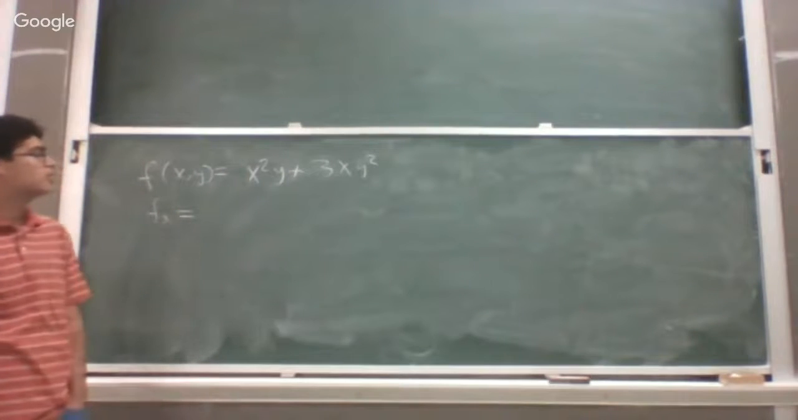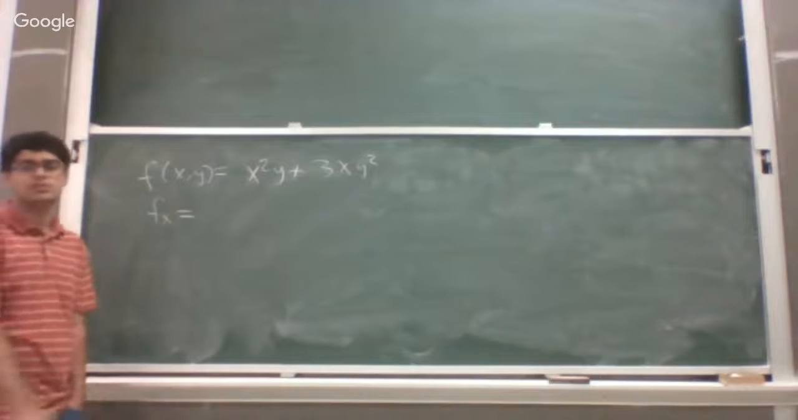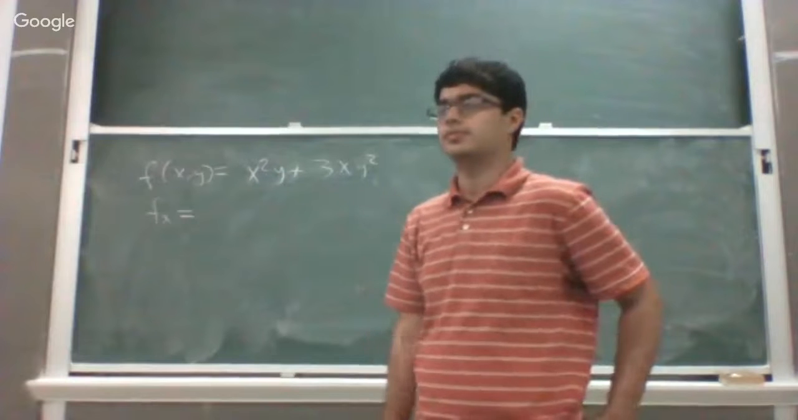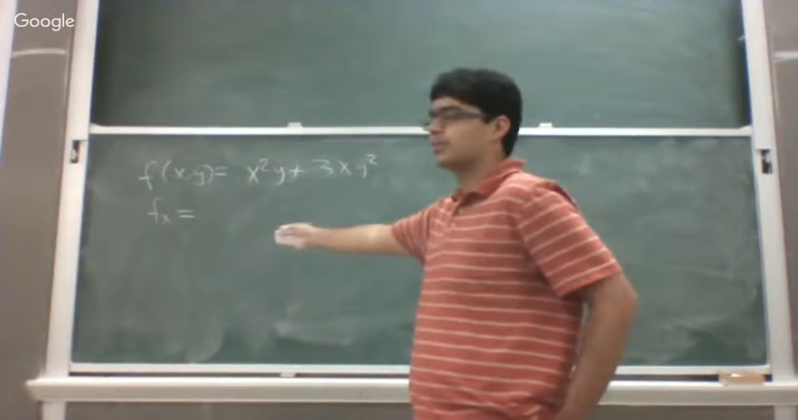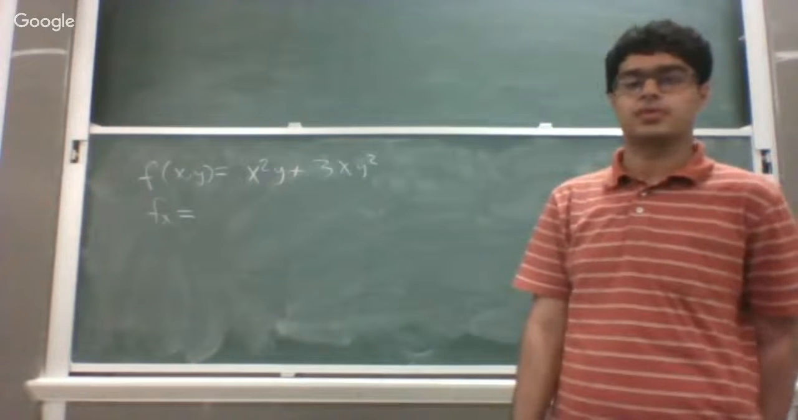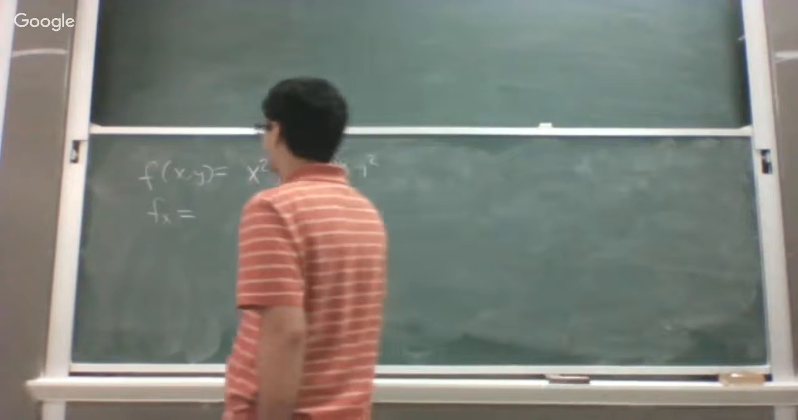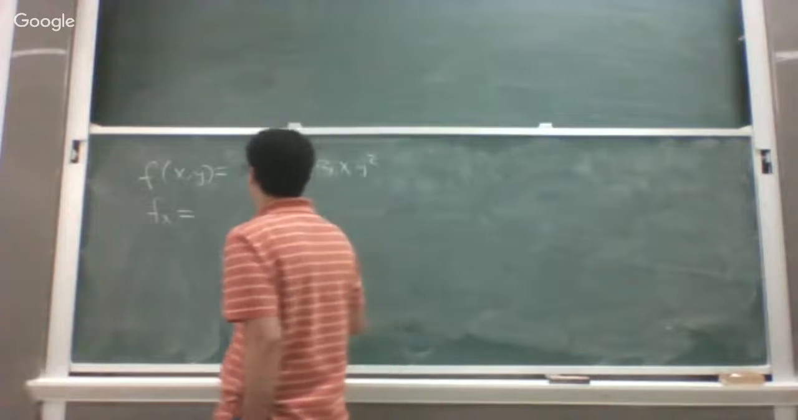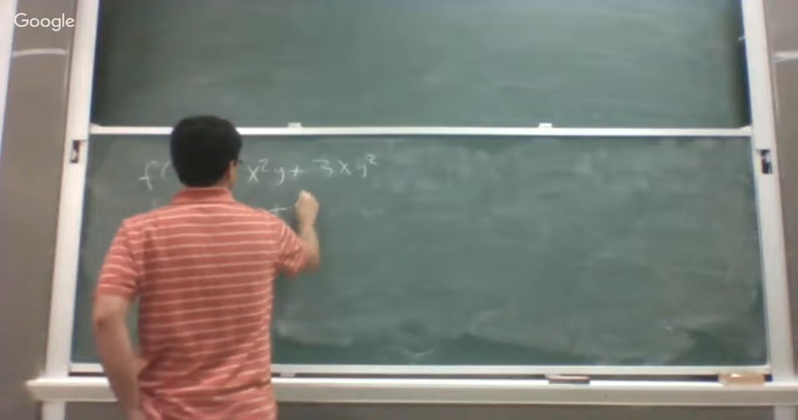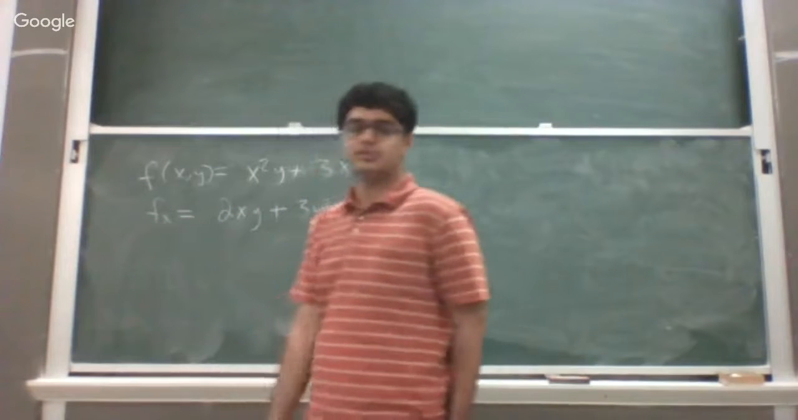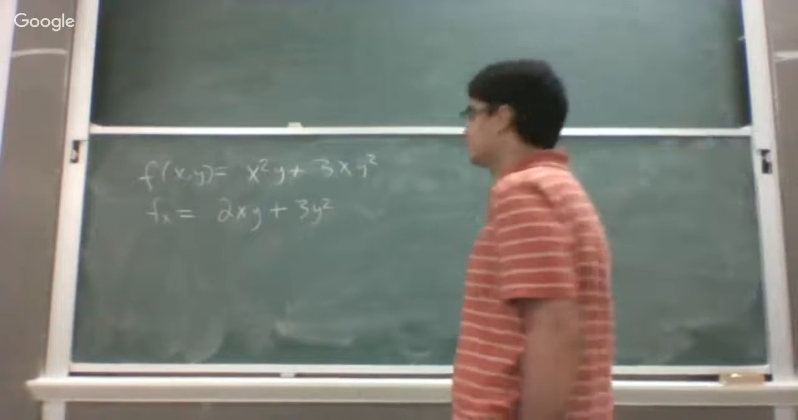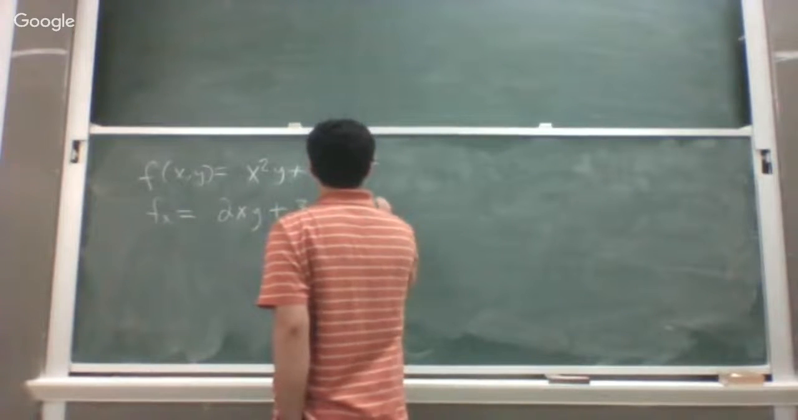So, what would f of x be? Is that like f sub x? Yeah, f sub x, if you want to call it that. So you take the derivative with respect to x, the partial of x, keeping what constant? y. So it'd be 2xy plus 3y squared. Yep. Good job.